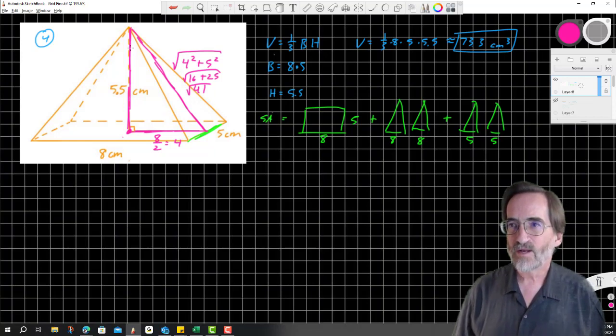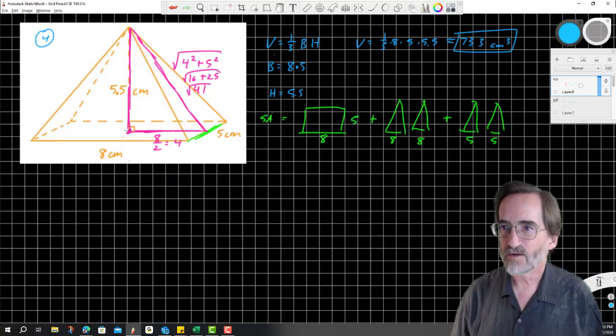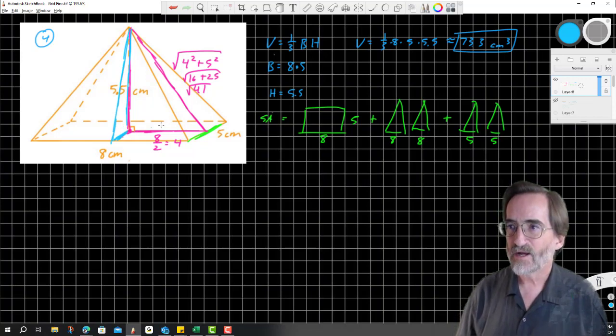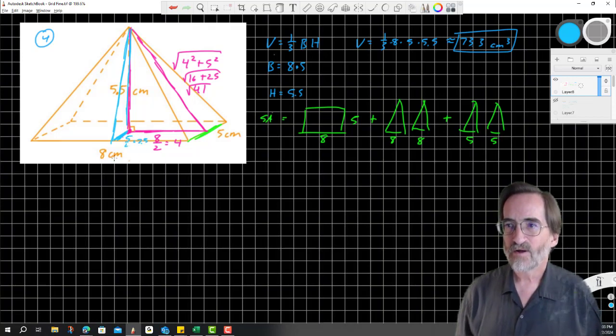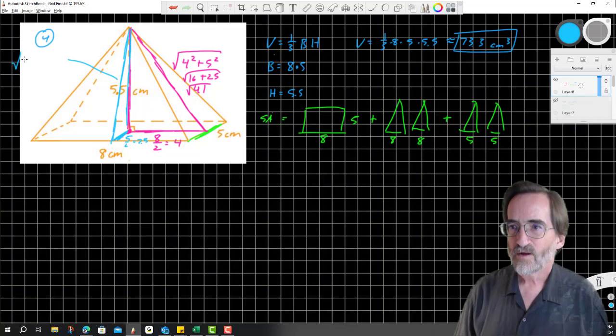Okay? Then you've got this triangle right here. Let's go blue here, because we haven't done blue yet. We've got this right triangle right here, and it's kind of coming out of the page at us. It's starting from the middle and going to the edge front and back. That's half of 5. 5 divided by 2 is 2.5. Okay? And so this must be the square root of 2.5 squared plus 5.5 squared.